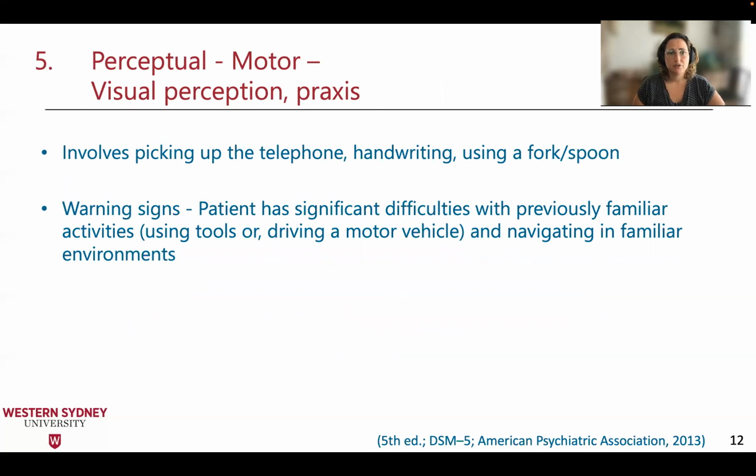The fifth domain is perceptual, motor, visual, perception, and praxis. Once again, the premeditated planning of these. It involves picking up the telephone, handwriting, using a fork or spoon, so very behavioral actions as well. So warning signs may be that the person has significant difficulties with previously familiar activities, using tools or driving a motor vehicle, and also navigating in familiar environments. Often this is also linked in with other things such as planning. So it depends on where the actual difficulty and barrier in the execution of these actions take place.